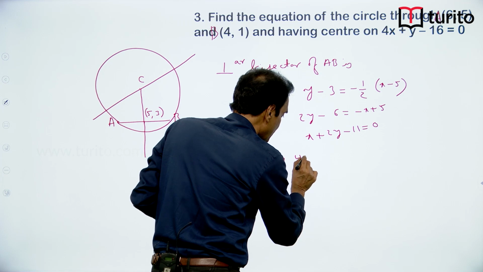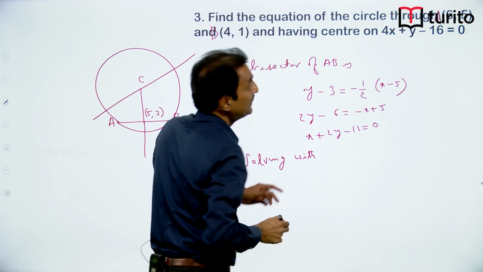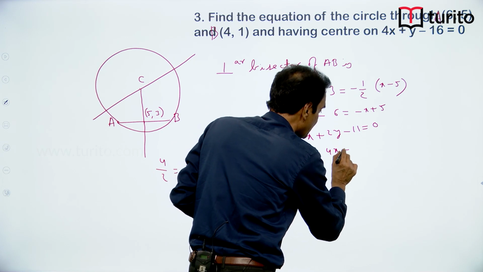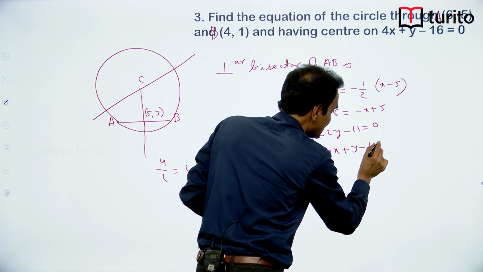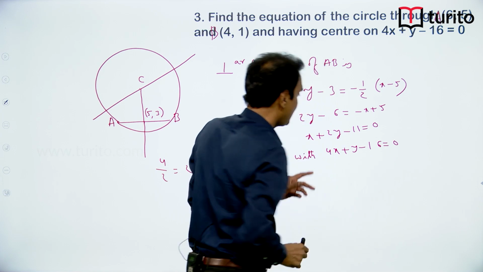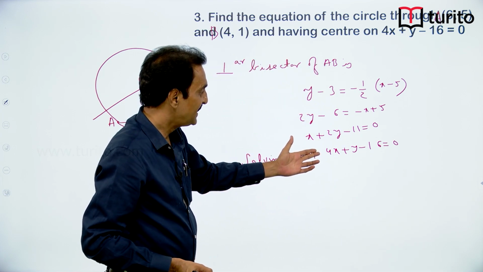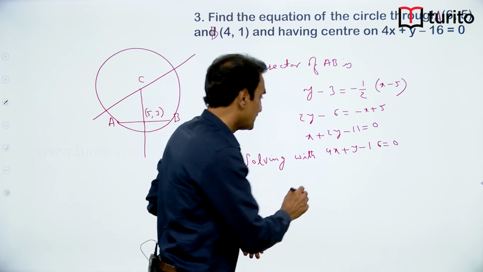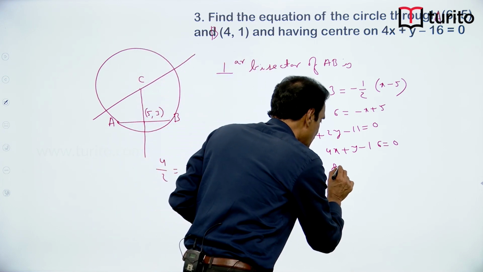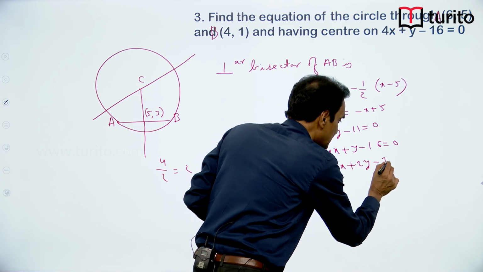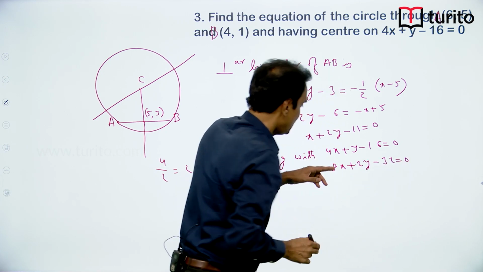Solving 4x plus y minus 16 is equal to 0. How to solve? Multiply the second equation by 2 and subtract the first equation. Multiplying the second equation by 2, 8x plus 2y minus 32 is equal to 0.